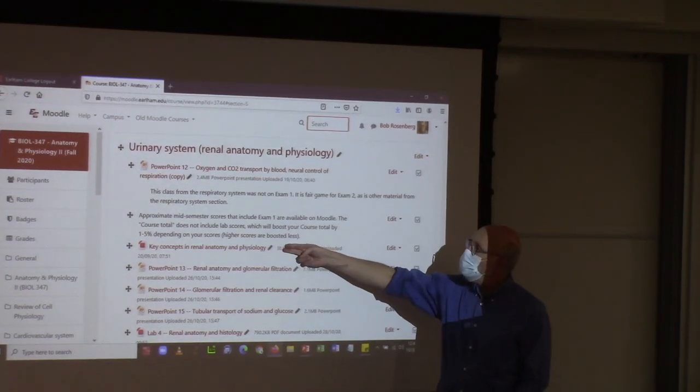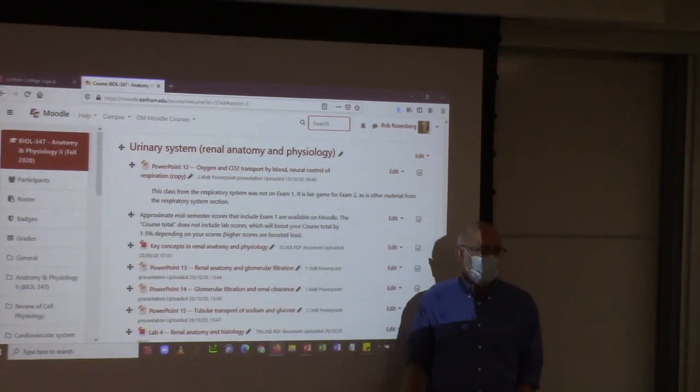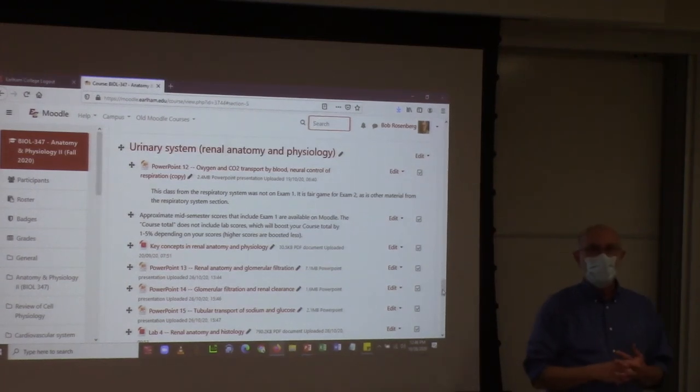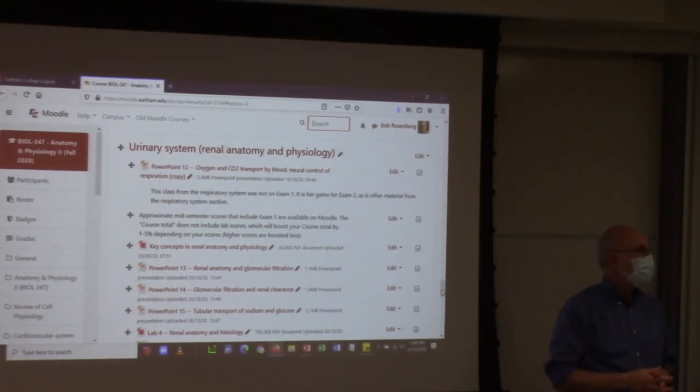Here are the key concepts list, and here are the 3 class PowerPoints that we'll be working on today. Maybe we won't get through it all. We'll see.